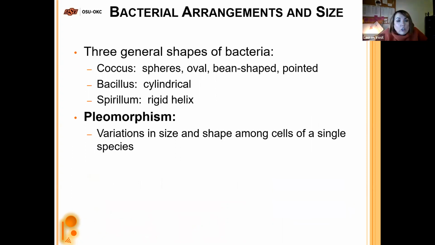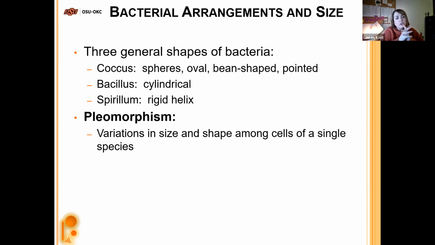The three general shapes of bacteria. The cocci are spheres, or somewhat oval or bean shaped. The bacillus are cylindrical, like rods. Okay, that's what the bacillus are. They're rods. And then spirillum are helix shaped or squiggle shaped. Okay.